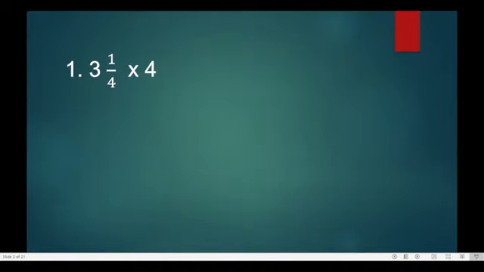Okay, so we have 3 and 1/4 times 4. Change 3 and 1/4 into an improper fraction. So that is 4 times 3 is 12 plus 1 is 13. So that is 13 over 4 times 4. Cancel 4 and 4, so that will become 1 and 1. And 13 times 1 is 13.